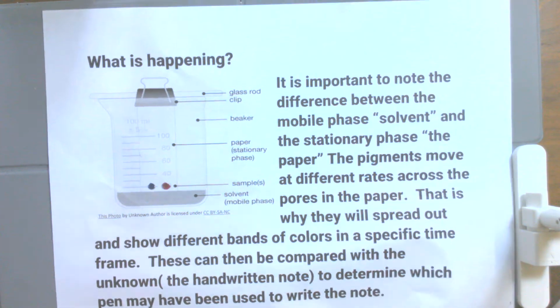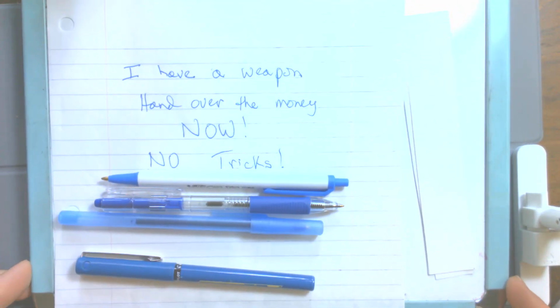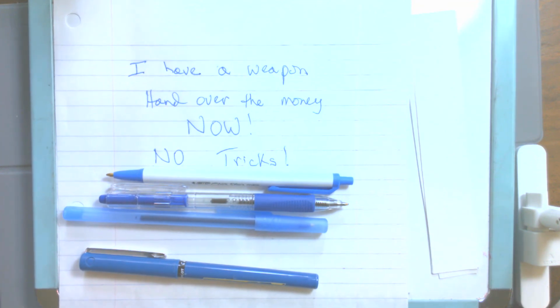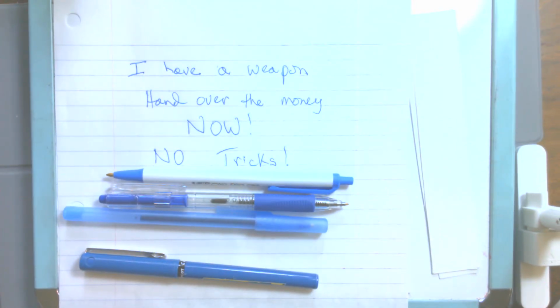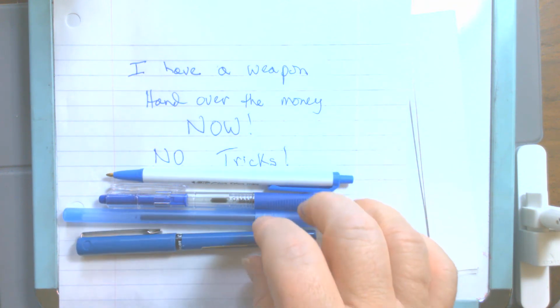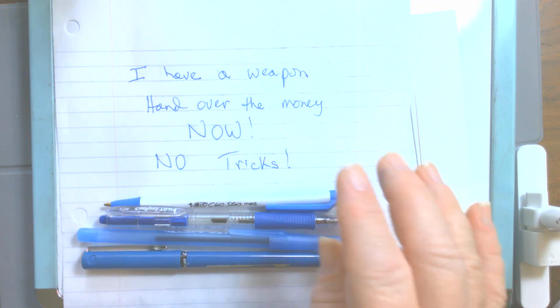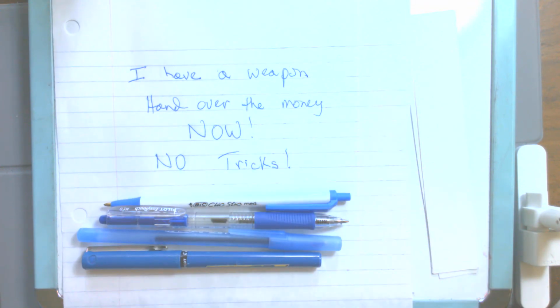So today we have our note, which basically says, let me focus a little bit better: I have a weapon, hand over the money now, no tricks. And then these 4 pens were found in evidence in the suspect's home. So between the analysis of the handwriting and the chromatography, it can be determined what pen may have written this note.